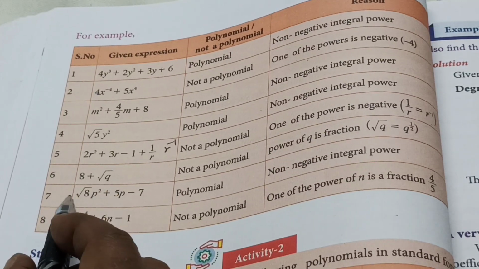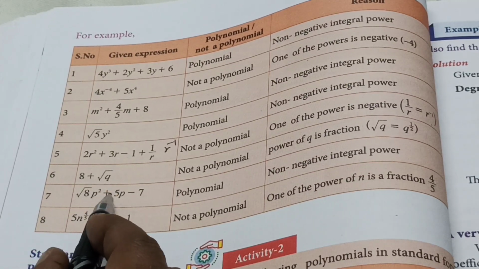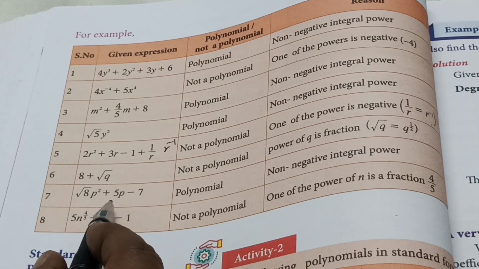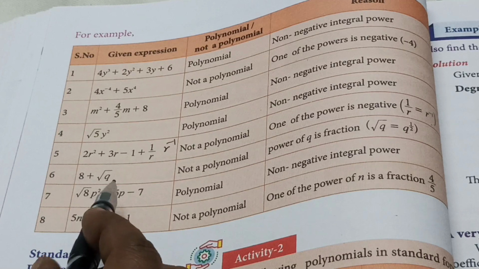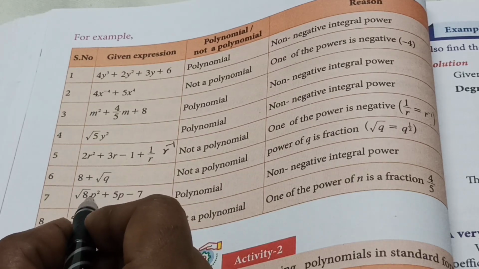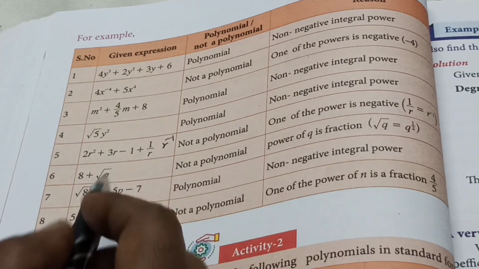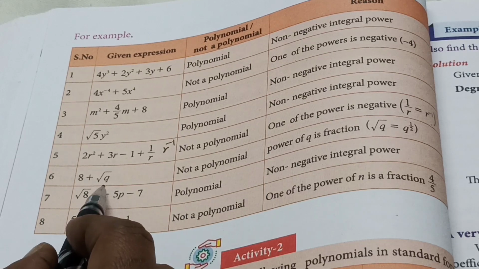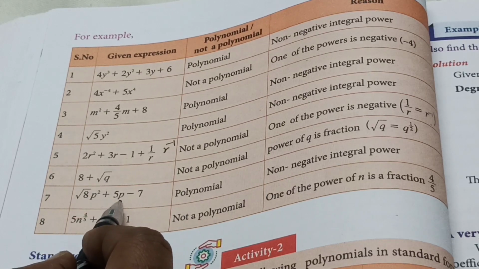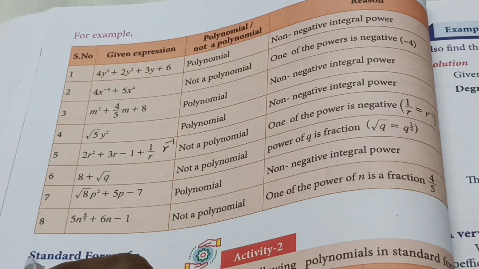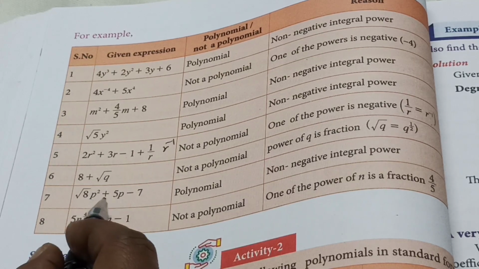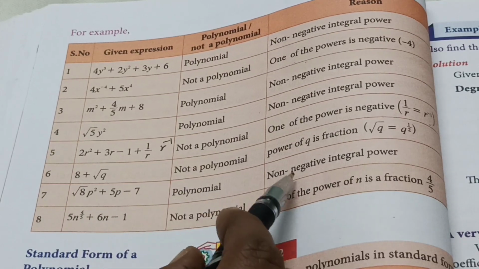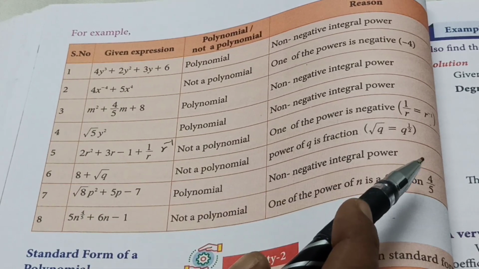Okay. Seventh one, square root of 8 p square plus 5p minus 7. Is it a polynomial? Yes. Very good. Then how? Here p, what's the variable here? P is the variable, isn't it? P is the variable. This variable power 2, here p power 1. Okay, both also positive powers. Okay, so it is a polynomial, non-negative integral power.